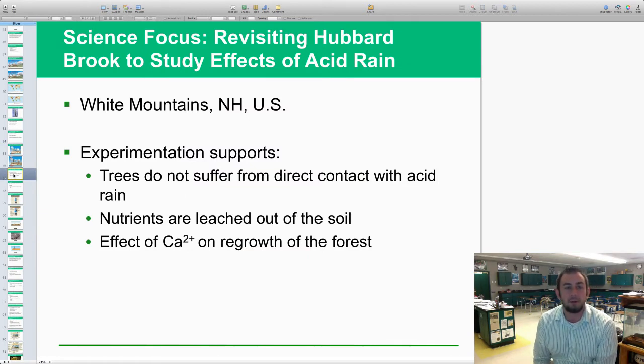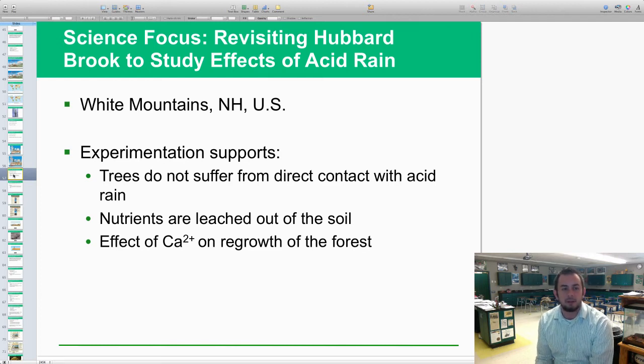Let's take a look at a science focus section, a little core case study. Hubbard Brook, we studied this actually in chapter 2, when we were looking at positive feedback loops. I'm bringing that topic up again because that comes up on the AP exam a lot. So when we looked at positive feedback loops, we looked at a study like this where they actually cut down the trees along the banks of a river and saw what kind of damage that did to the whole ecosystem as a whole. And that was happening in the White Mountains, New Hampshire.